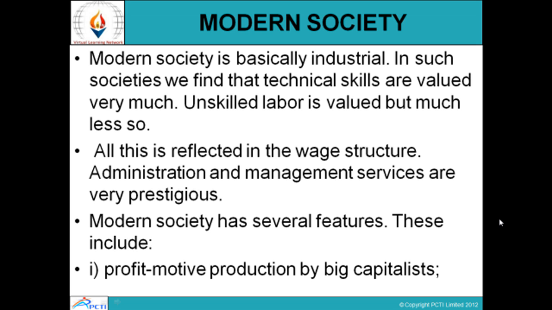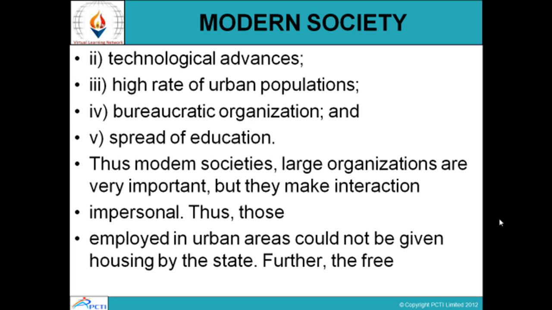Modern society has several features. These include profit motive production by big capitalists, technological advances, high rate of urban population, bureaucratic organization and spread of education. Thus, in modern societies, large organizations are very important, but they make interaction impersonal. Thus, those employed in urban areas could not be given housing by the state. So, in modern society, technological advances, population, bureaucratic organization, spread of education and profit motive, all these things exist.